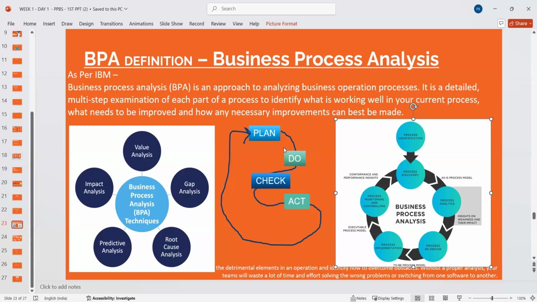So we are saying that it is a detailed multi-step examination of each part of the process to identify what is working well in your current process, what needs to be improved, and how any necessary improvements can best be made. So, business process analysis, as the name suggests, we are trying to analyze and understand the business process in detail.